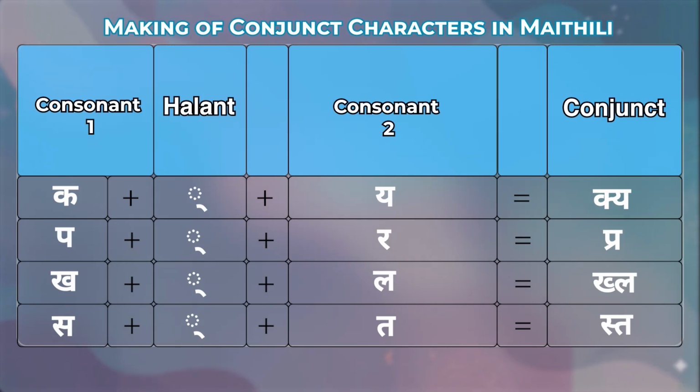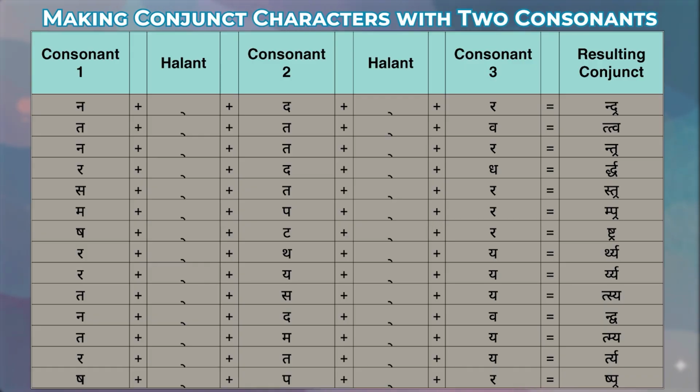In the table above, we have seen conjugation of two consonants to make conjuncts. Conjuncts can be made of 3 or, rarely, up to 4 consonants as well. Some examples of conjuncts made of 3 consonants are given as follows.